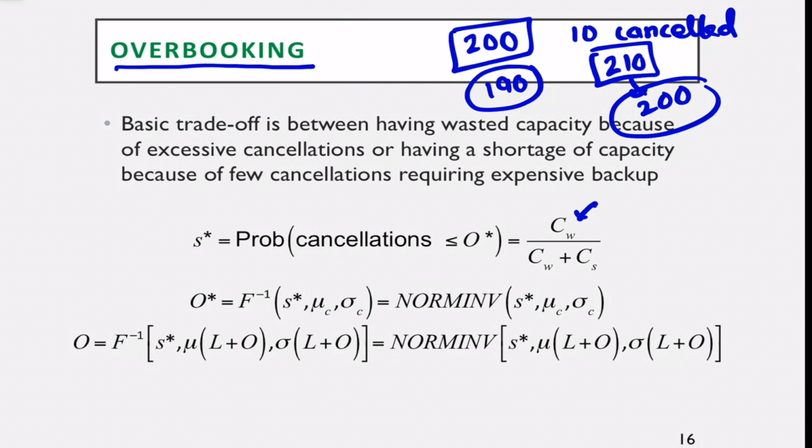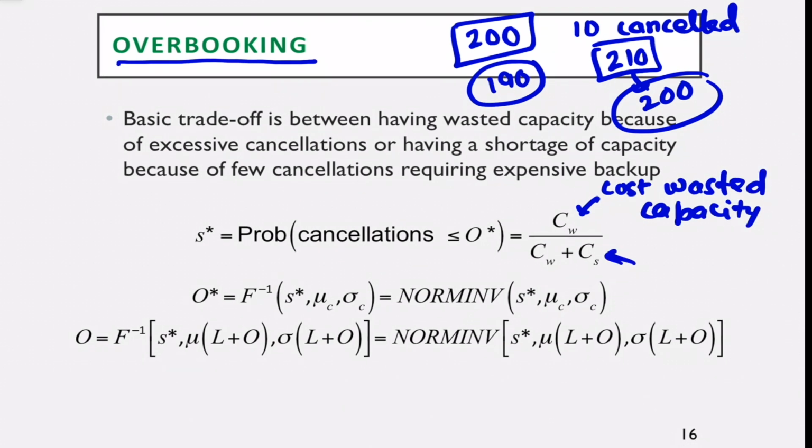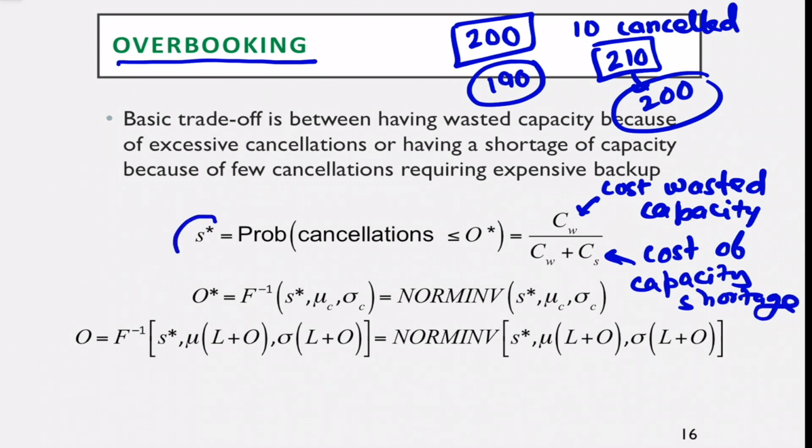Suppose this is the cost of wasted capacity and this is the cost of capacity shortage. So this S means the probability that the cancellations will be less than or equal to the overbooking level, where we can find the overbooking level, this O star. One situation could be where we know the distribution of cancellations in absolute terms. For example, we know that 10 tickets will be cancelled at the last minute. If we have that idea, we can use this formula.